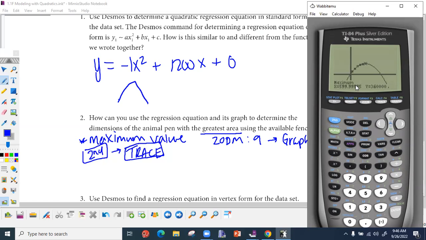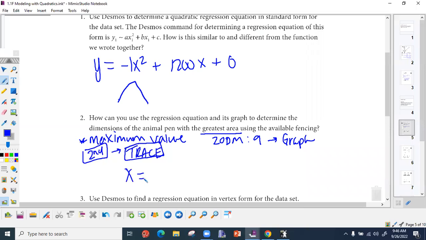How'd you pull that up, the maximum and the minimum? Second trace. So where are we writing that down? Okay, so on number 2, it says, what is your maximum? And the maximum size of our pen is... So that's my number. So if x equals our width, and our maximum width value was 600, right.